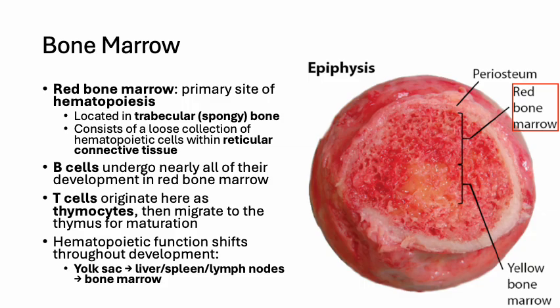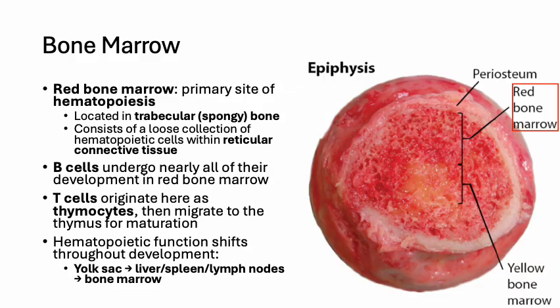The B lymphocytes, or B cells, complete nearly all of their development in the bone marrow. This includes both proliferation and learning processes needed for immune function, such as antigen recognition and self-tolerance. T cells, in contrast, begin their development in the bone marrow, but do not complete it there. Instead, they leave the marrow as thymocytes, which are immature T cells that migrate to the thymus to undergo further specialization.